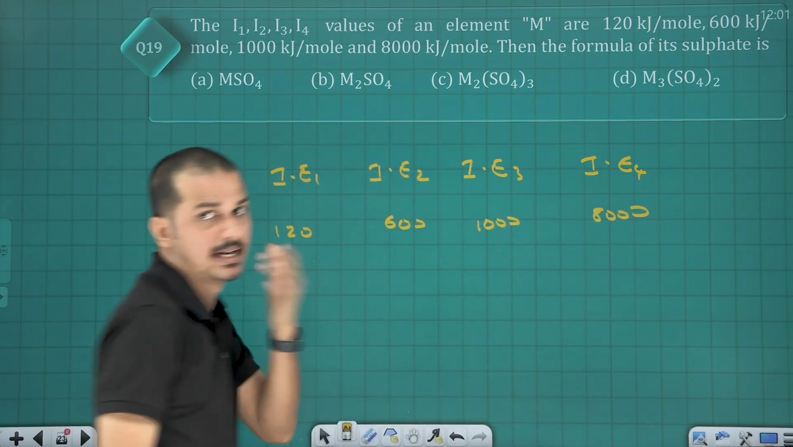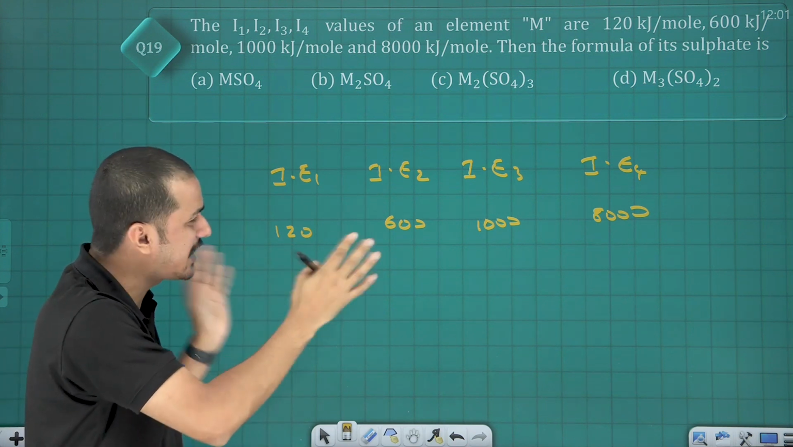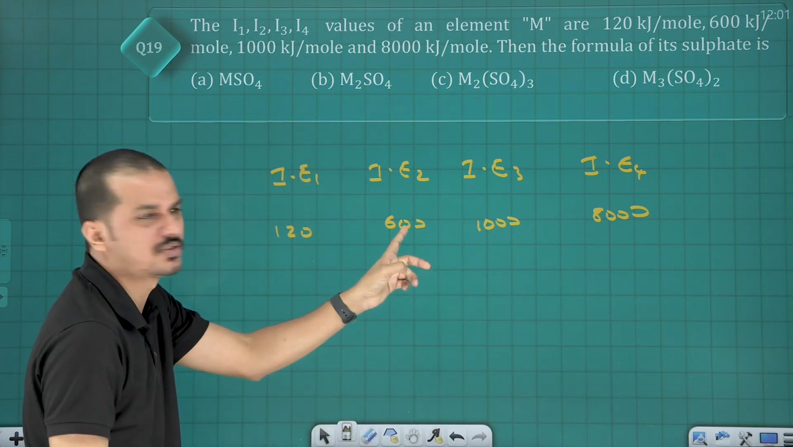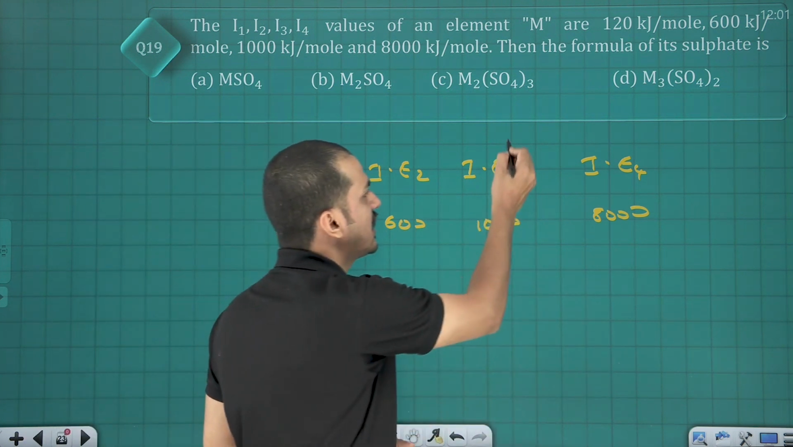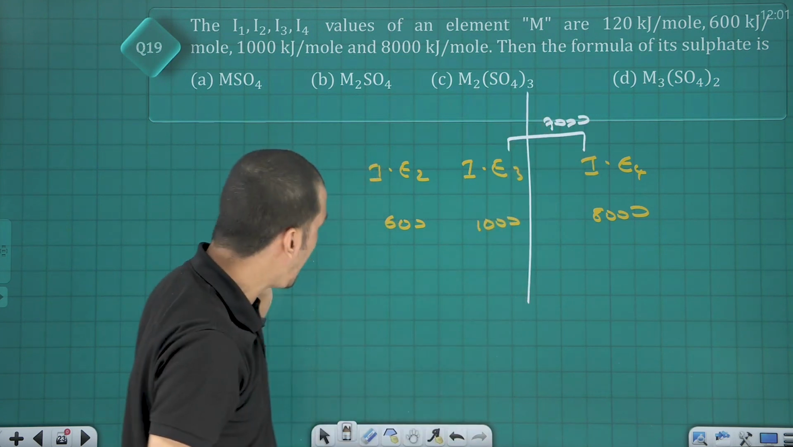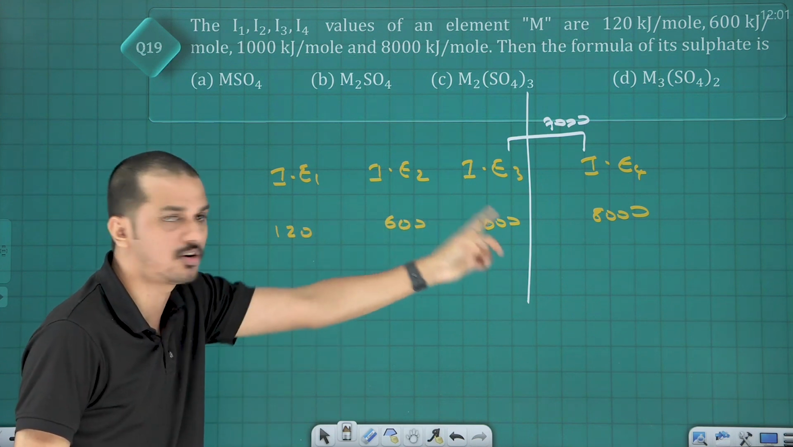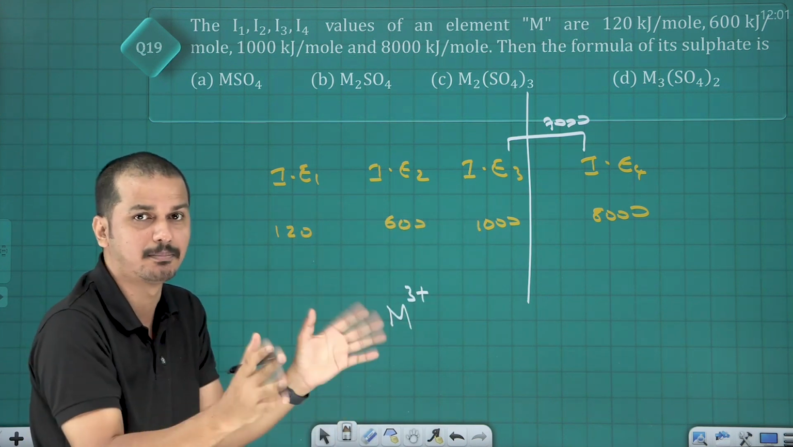8000, of metal M. In which ionization enthalpy is a large gap, a large difference, coming? Here 120 to 600 is less, 600 to 1000 is only a 400 difference. Here a 7000 difference is coming. That means the maximum that metal can lose is 3 electrons: first electron, second electron, third electron. So its stable oxidation state should be M3 plus.